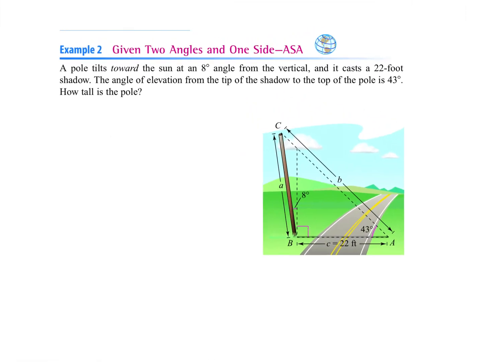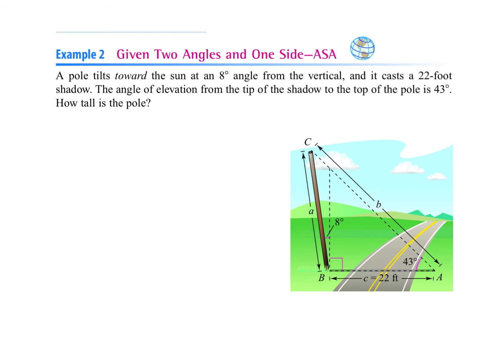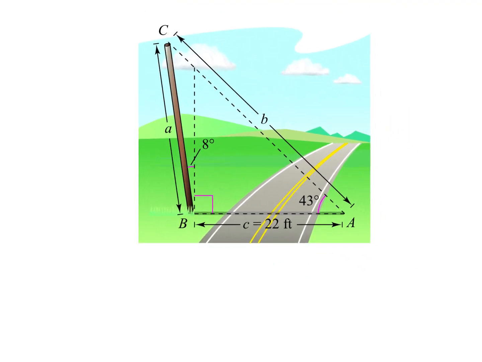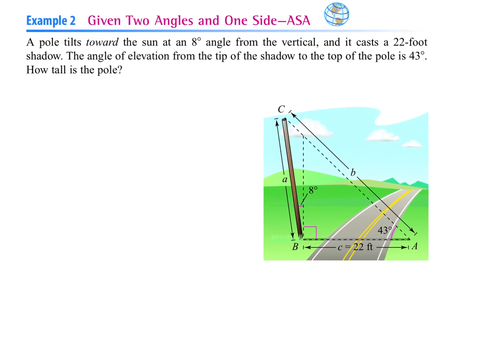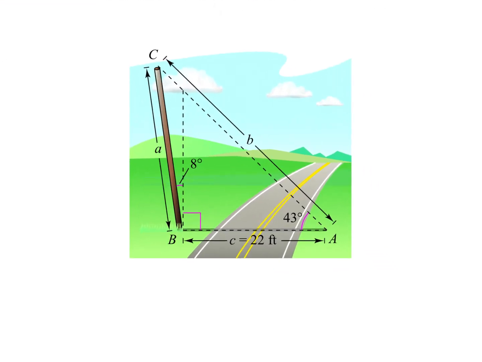So let's look at example 2. Example 2, we're given two angles and one side. So is it possible to have the ambiguous case here? No, because the ambiguous case only happens when it's two sides and one angle. So we're going to use our triangle here, and we have to find how tall is the pole. So we're looking for side A.